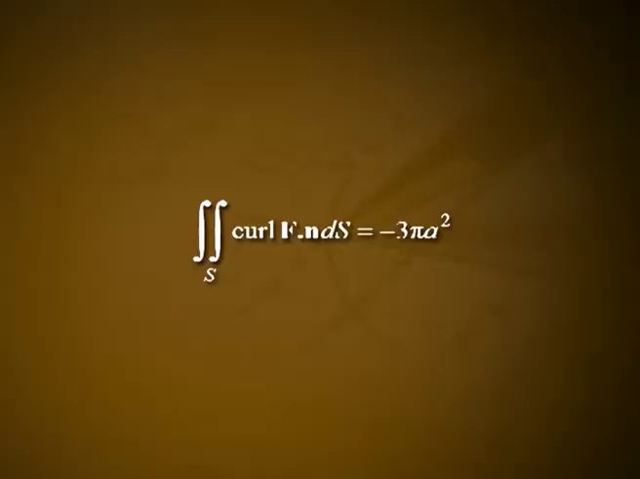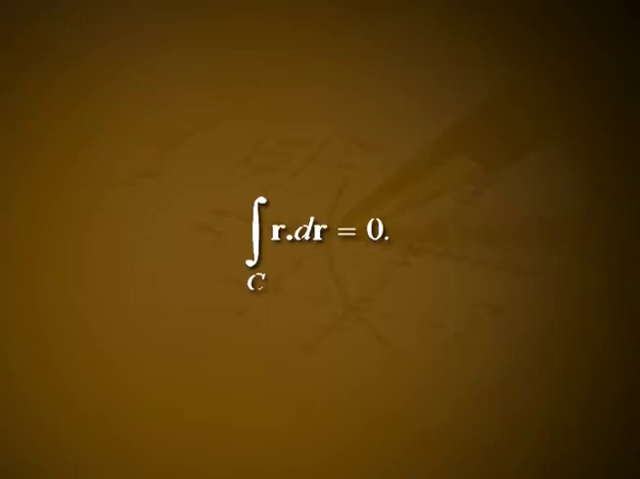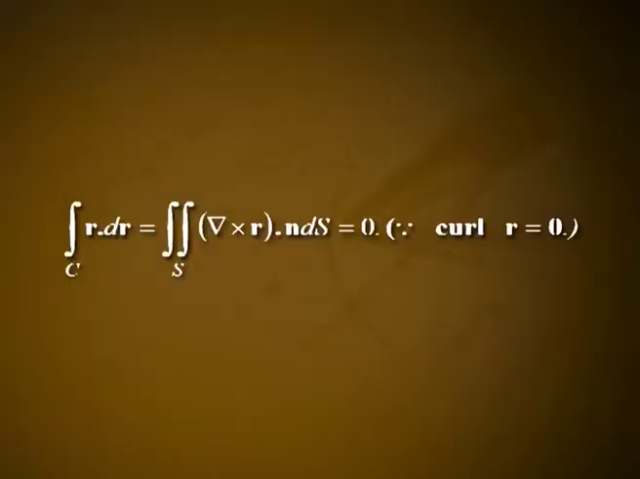Therefore, the required integral is given by double integral over S curl F dot n dS is equal to minus 3 pi a square. Example 4. Prove that integral over C r dot dr is equal to 0. Solution. By Stokes theorem, integral over C r dot dr is equal to double integral over S del cross r dot n dS, which is equal to 0, since curl r is equal to 0.